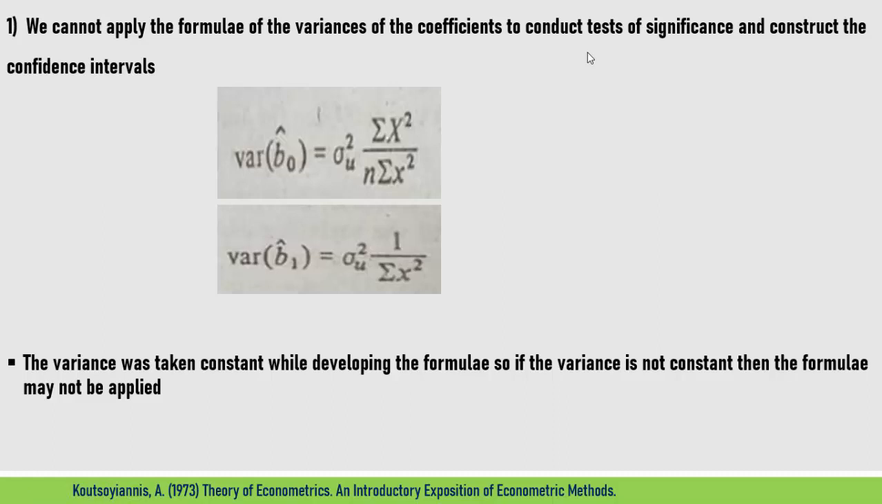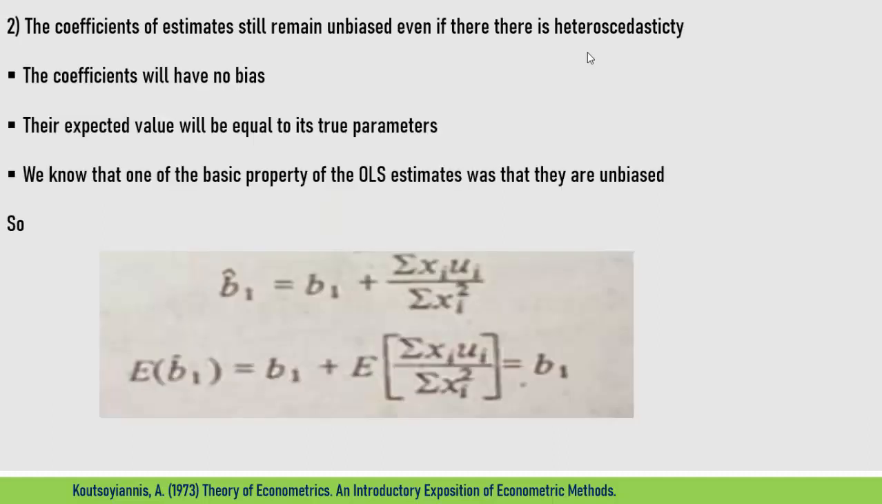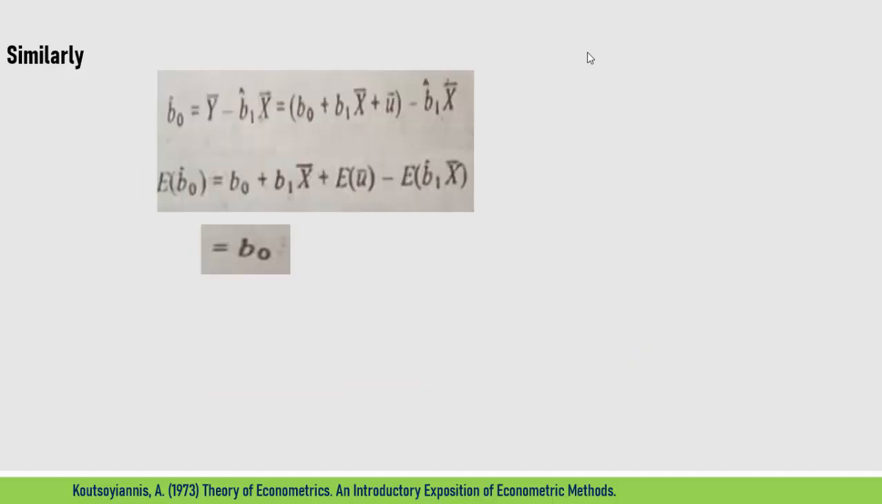Similarly, the coefficient estimates remain unbiased even if there is heteroskedasticity. Means that the effect of heteroskedasticity on the unbiasedness of the estimates will be zero. Means it will not affect the unbiasedness of the parameters.